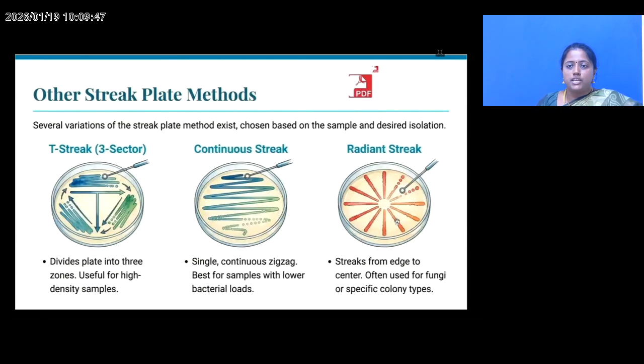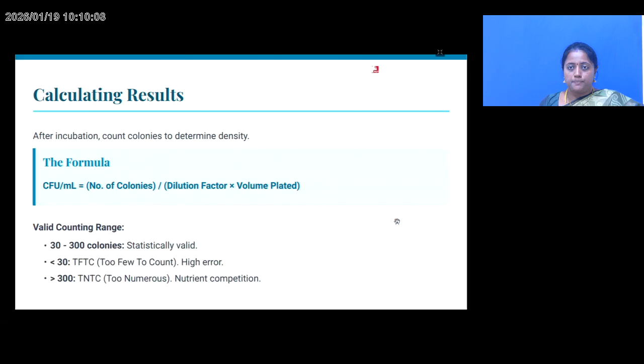In continuous streaking, without lifting the loop, we continuously drag the microbial population from the top to the bottom of the plate in a zigzag movement. This is best for samples with lower bacterial loads. Radiant streaking goes from the edges to the center, and we often use it for fungi and specific colony types.